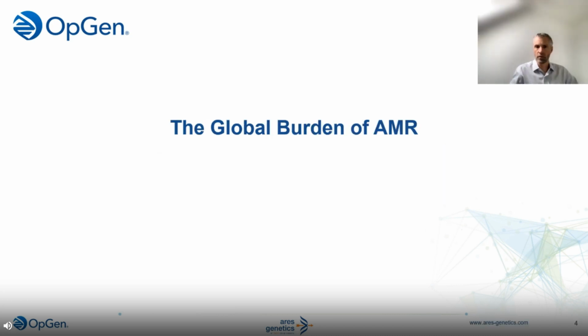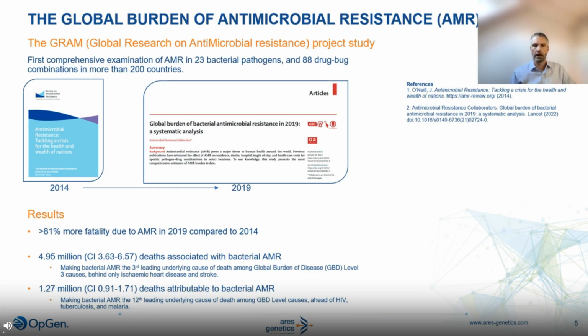Let's begin with an update on the global burden of AMR. A study dubbed the GRAM study, GRAM standing for the Global Research on Antimicrobial Resistance Project, has found much attention. The study was published in The Lancet this year, and it offers a comprehensive analysis of the global burden of AMR. It shows that a staggering 4.95 million deaths in 2019 alone were associated with bacterial AMR.